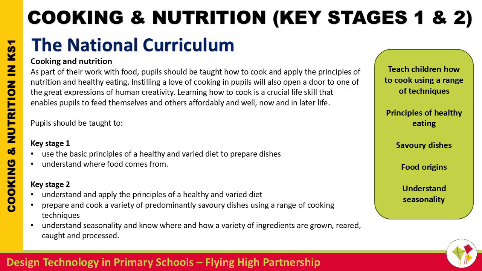Such is the importance of cooking and learning in the DT National Curriculum that a separate section is devoted to the area, which is displayed on the screen now. The key areas to focus on in primary schools are teaching children how to cook using a range of techniques, the principles of healthy eating, to know how to prepare and cook a range of mainly savoury dishes, to understand and know where food comes from, and to understand seasonality and how this affects food production.